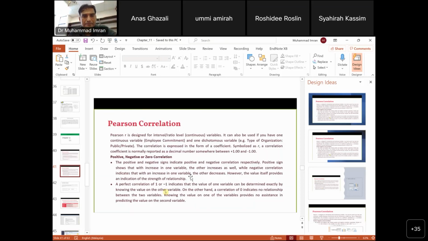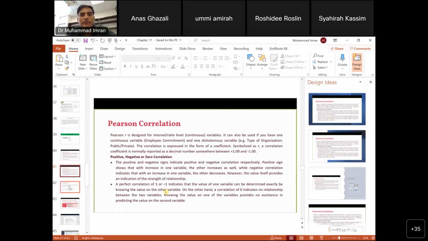Very simple. Okay, a perfect correlation. Here is another scenario. I will show you the values as well. Don't worry, for your better understanding. The value of one variable can be determined exactly by knowing the value of the other variable. On the other hand, a correlation of zero indicates no relationship between two variables. Knowing the value of one variable provides no assistance in predicting the value of the second variable. Simple.